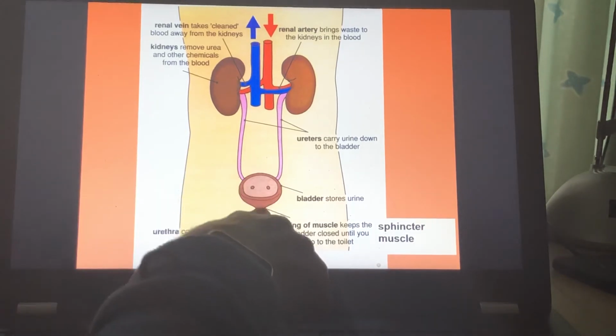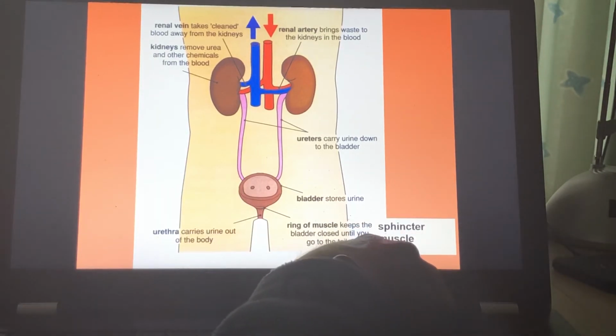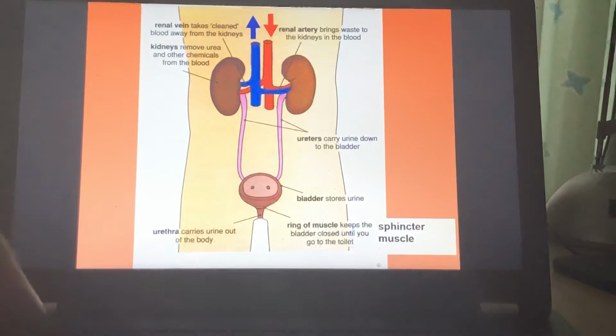Now that ring of muscle is also sometimes called a sphincter muscle. You have a number of sphincter muscles in your body. It's just a general term for that kind of ring of muscle. Now, hopefully you've got all that in your notes. Your notes are complete, and hopefully you have a good idea of what's happening.